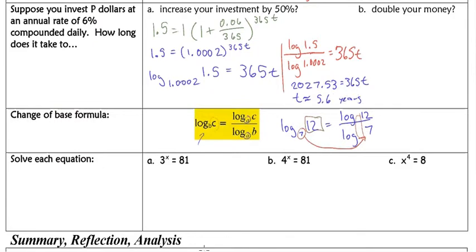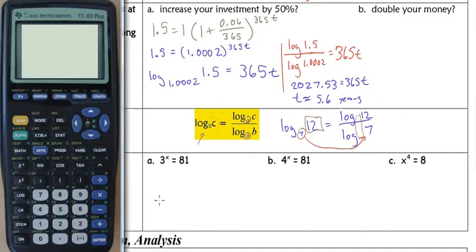Let's go ahead and double check. I'm kind of going off my notes right here, but let's double check what that'll be. Where'd my calculator go? There it is. Log base 10 of 1.5 divided by log base 10 of 1.0002. That gives us the 2027.5. Now divide that by 365, and we get 5.55, so right around 5.6 years.